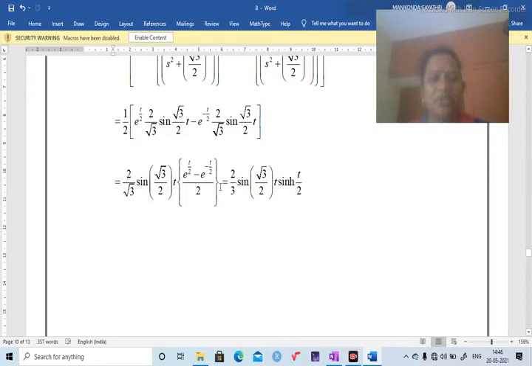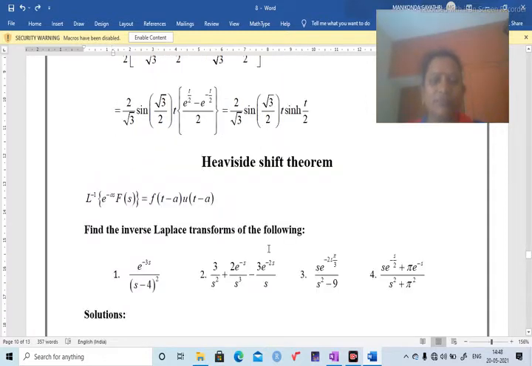So the answer is 2 by root 3 into sin of root 3 by 2 into t, sinh of t by 2. This expression is sinh of t by 2. This is the final answer.